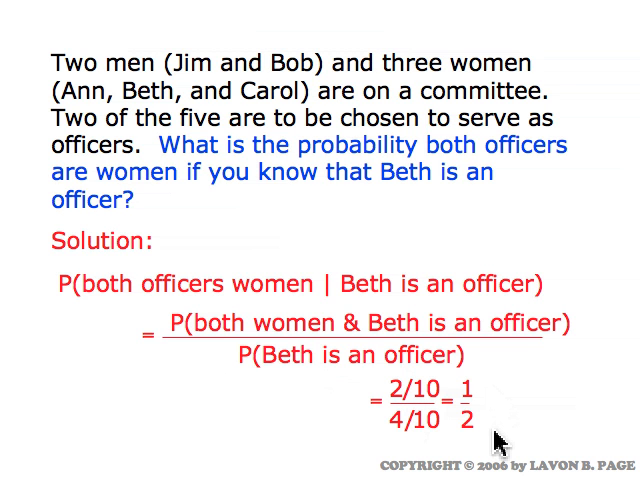And if you were to list the 10 possible outcomes, what you would see is that the given information that Beth is an officer reduces you to 4 cases, and 2 of those are cases where both officers are women. So that's intuitively why the answer should be equal to 1/2 in this case.